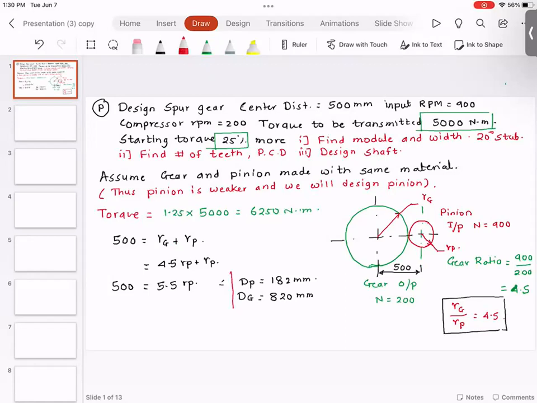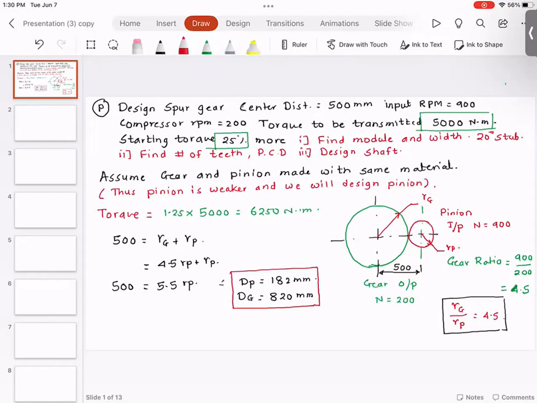So I have found out the value of the diameter of the pinion and the diameter of the gear. Now, please understand, these diameters are purely defined or found out from the geometry point of view. So basically, the center distance is 500. The ratio of the radii, or the ratio of the diameters, is 4.5.